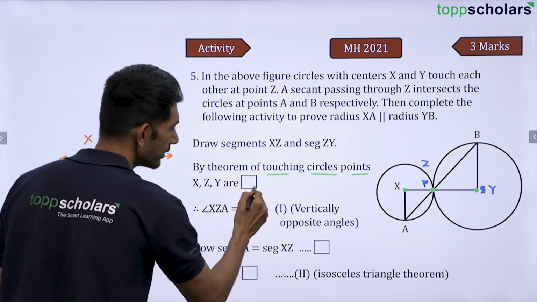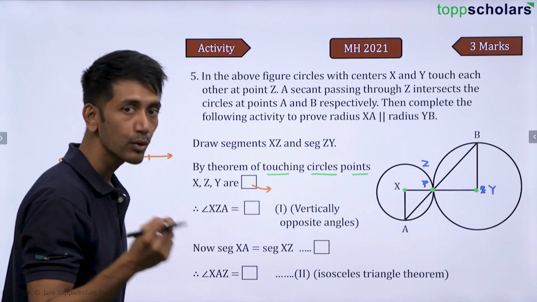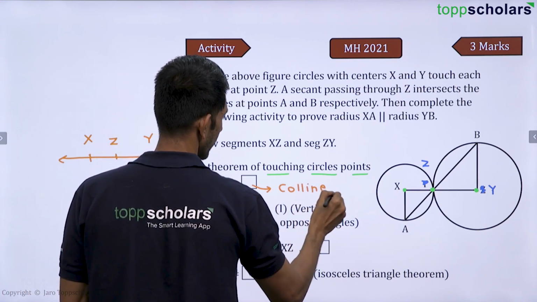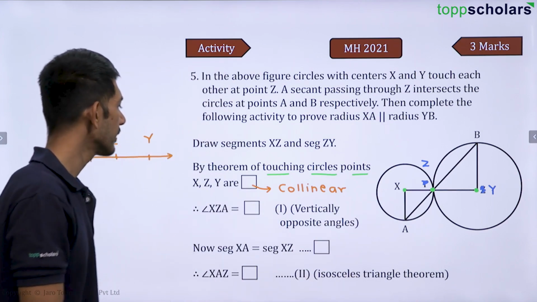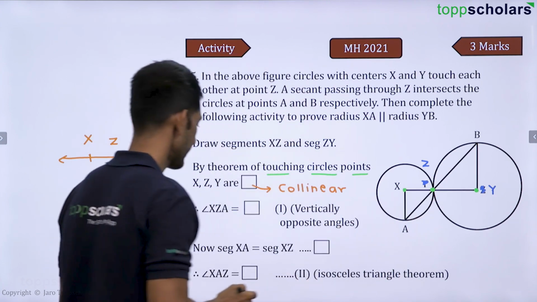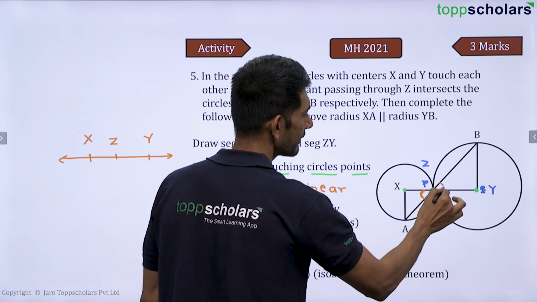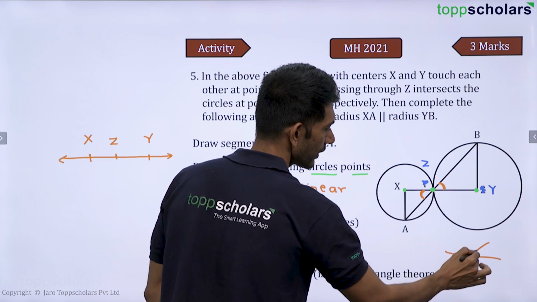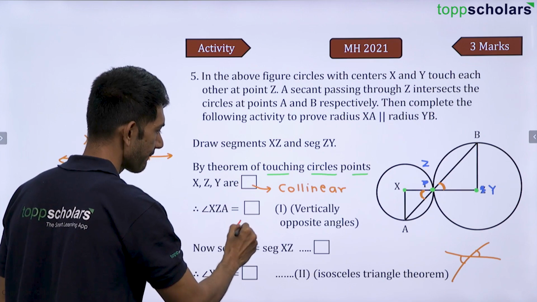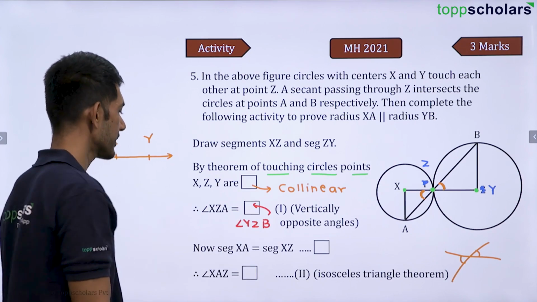They lie on the same line. So what are you going to fill here? You should know the term for that. When we know that 3 points lie on the same line, they are called collinear. Collinear. Correct? Now understand. Can I say XZA is equal to YZB, this angle and this angle? That's what we call vertically opposite angles, right? So XZA is equal to YZB, correct? That goes here.